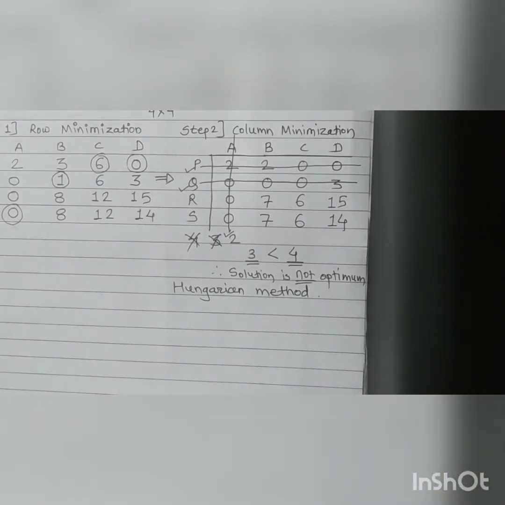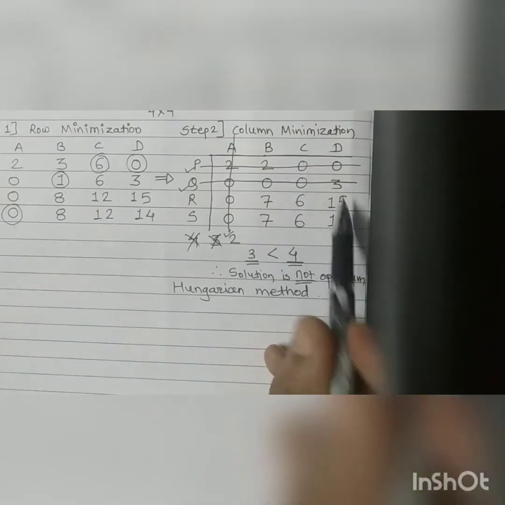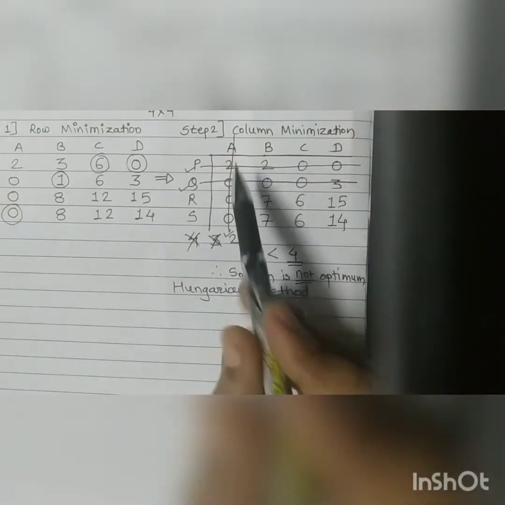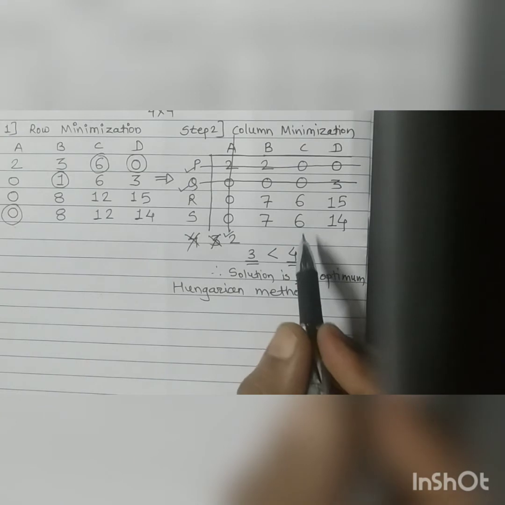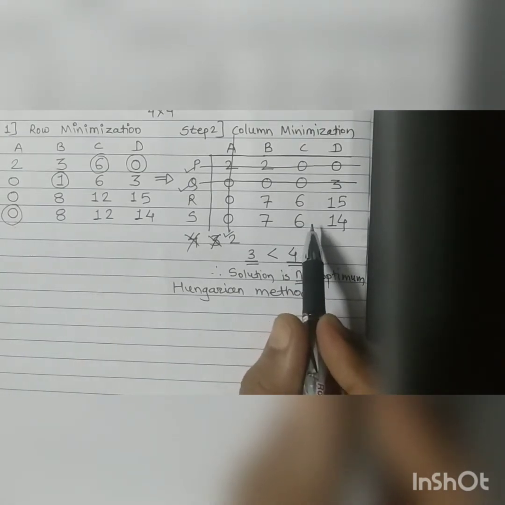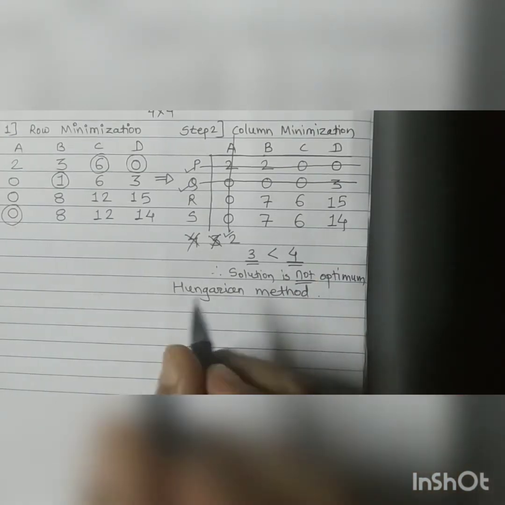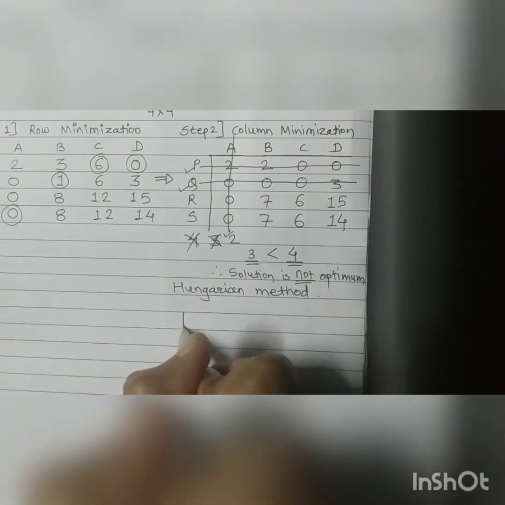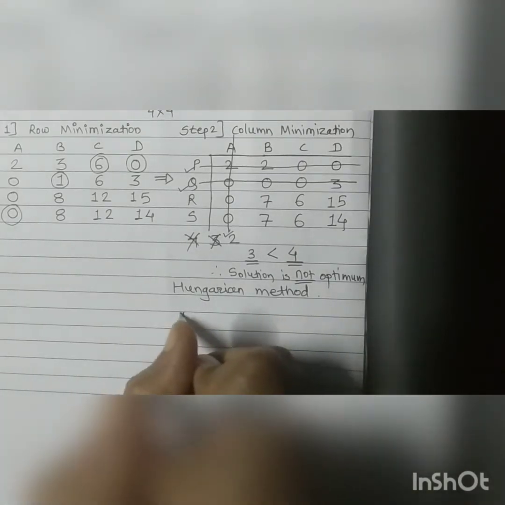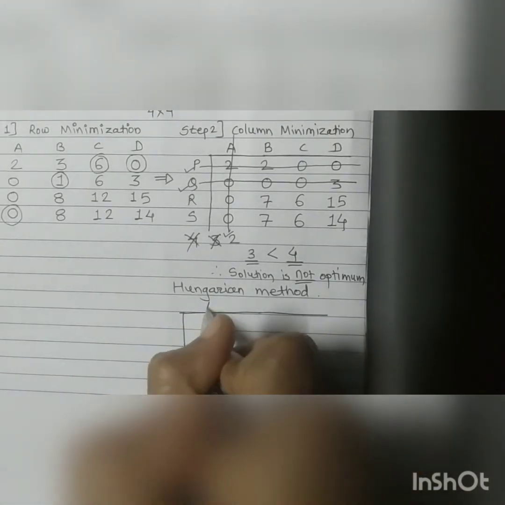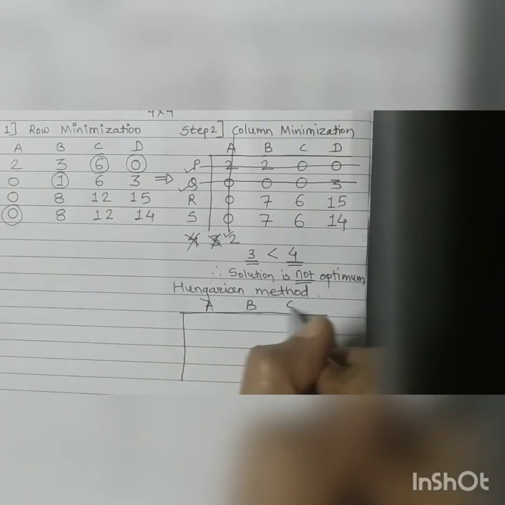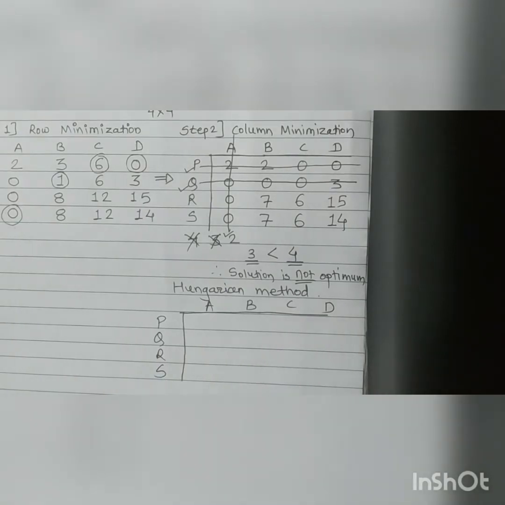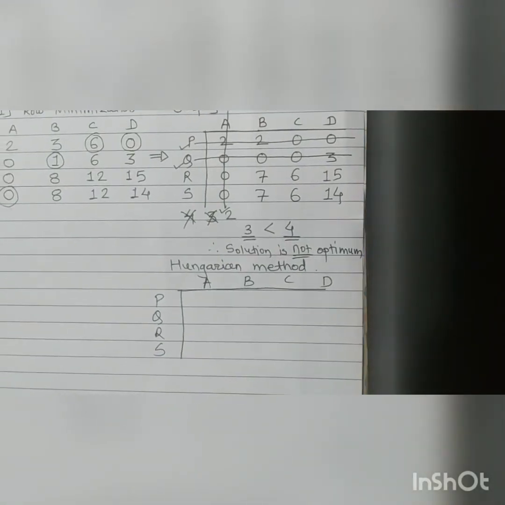What is Hungarian method? When we have drawn this matrix where there are 3 lines, now with this same matrix you will draw a Hungarian matrix. So for Hungarian matrix I will write down A, B, C, D and P, Q, R, S. Okay. Now after that, very simple step.